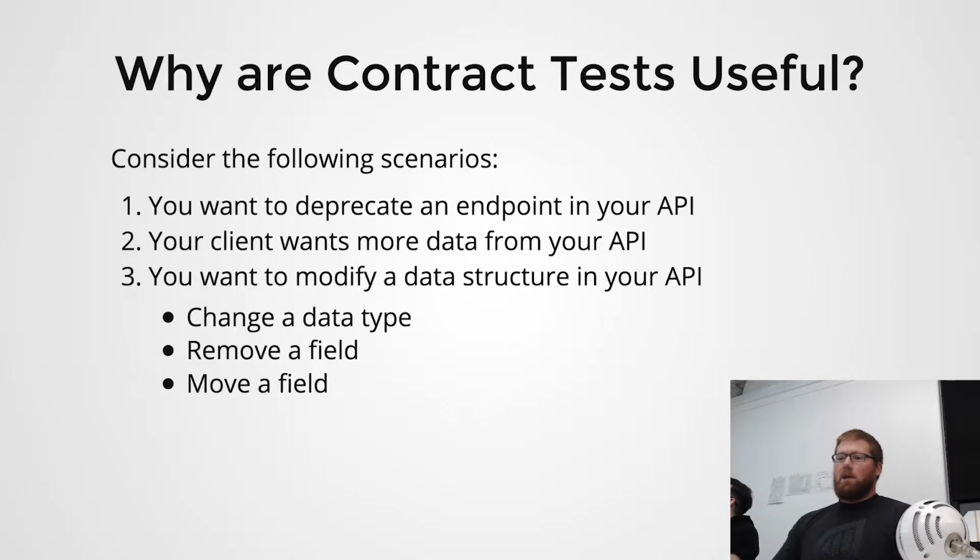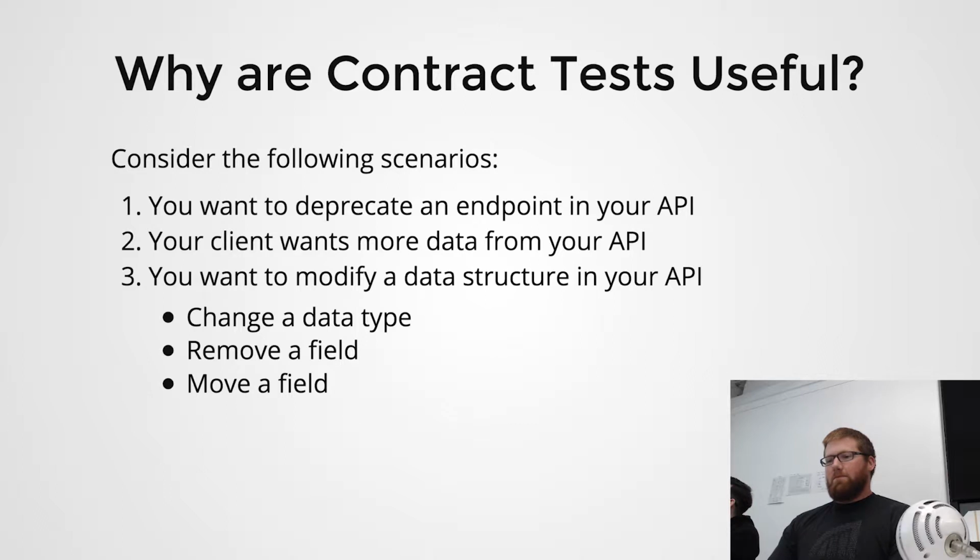If you're a client and you want more data from an API, how do you usually communicate that? You send an email to somebody, or you have a meeting and you draw the JSON structure on a whiteboard and you add the field right there. It'd be a lot better to have some code-driven thing that you could hand to your API developers, and you could say, hey, can you make this test green? If you make this test green, we're good.